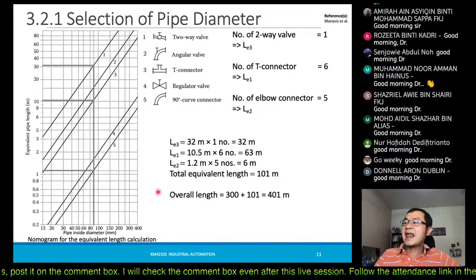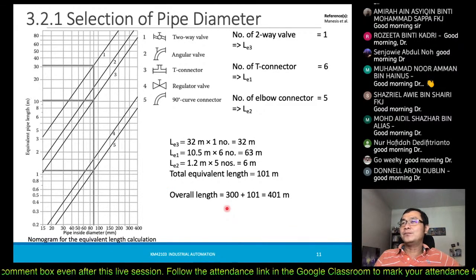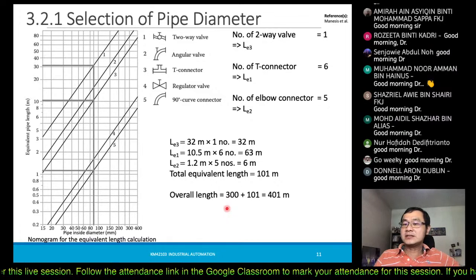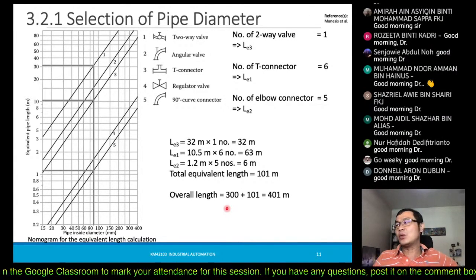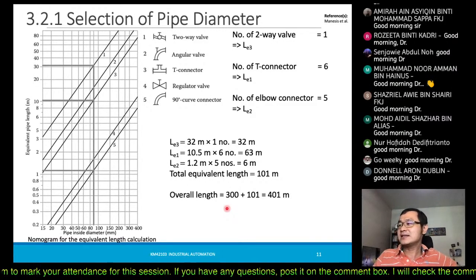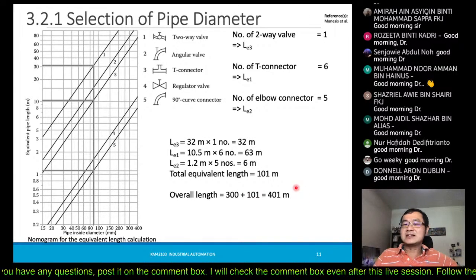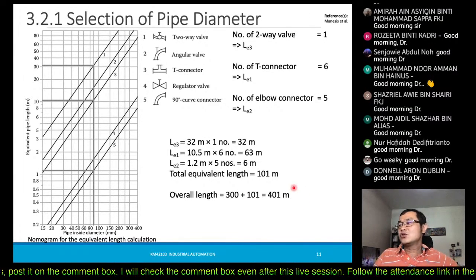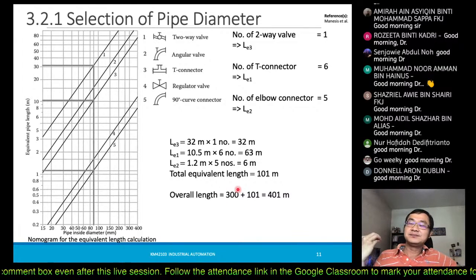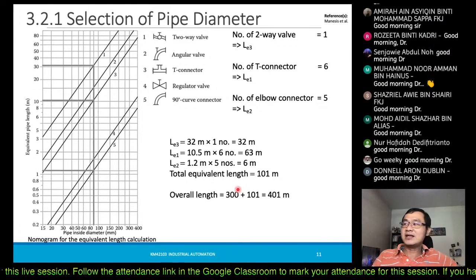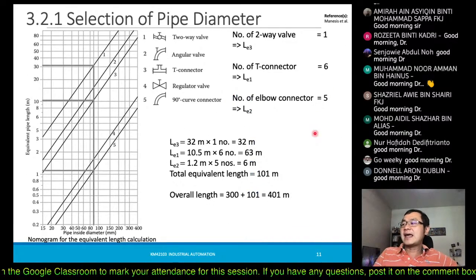So the overall length after going through all this fitting from the compressor to the machines or the valve or the piston itself, let's say, would be estimated as 401. So this 401 is different from the 300 that we selected previously. Previously we used 300, but in actuality the overall length is 401.